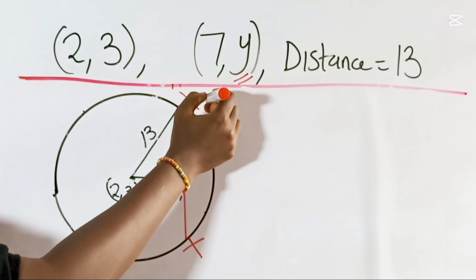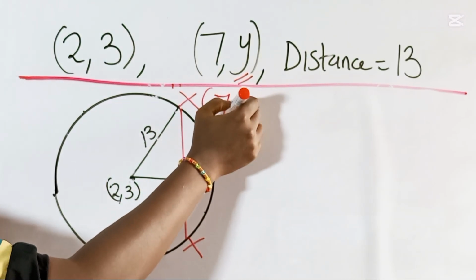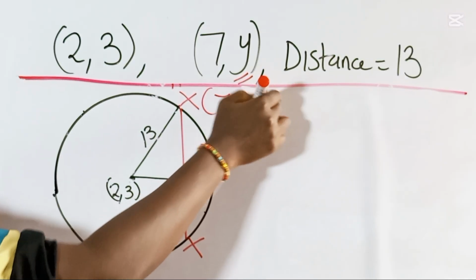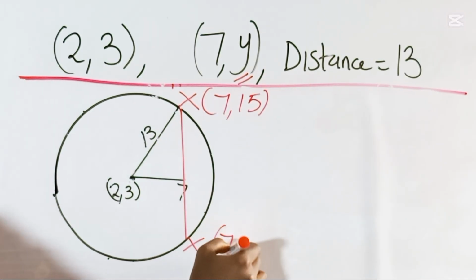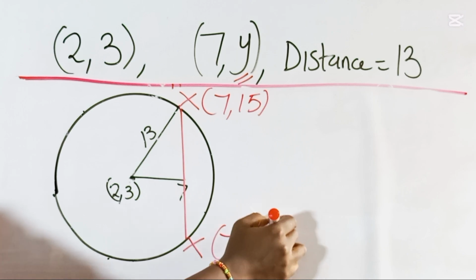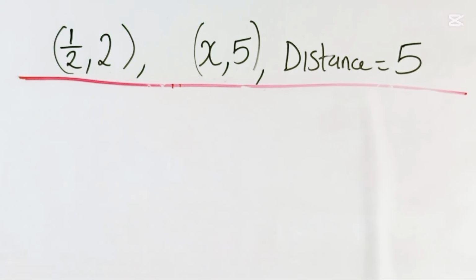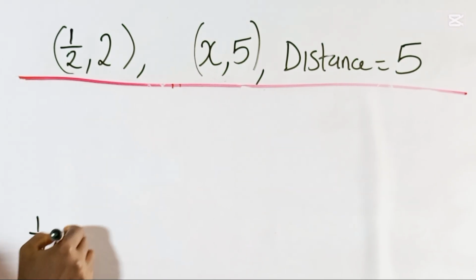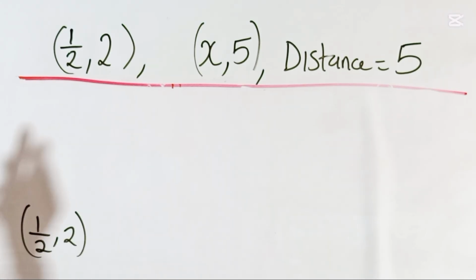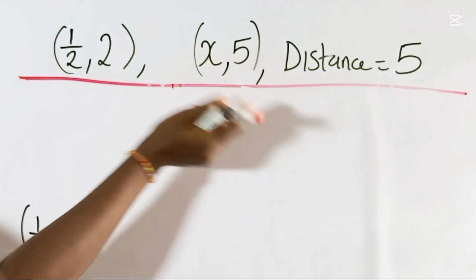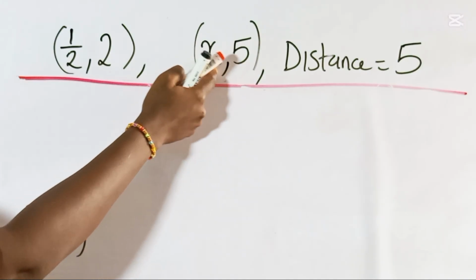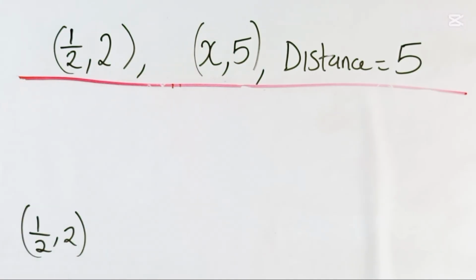So this point up here is when we have x equals 7 and y equals 15. And here is when x equals 7 and y equals minus 9. If you understood this first one, this next one should feel easy. Don't mind the fraction. We are going to use the same idea, but this time I will be a bit faster. Just follow the pattern. So we have half and 2, and we have a distance of 5 with a second point with an unknown value of x.